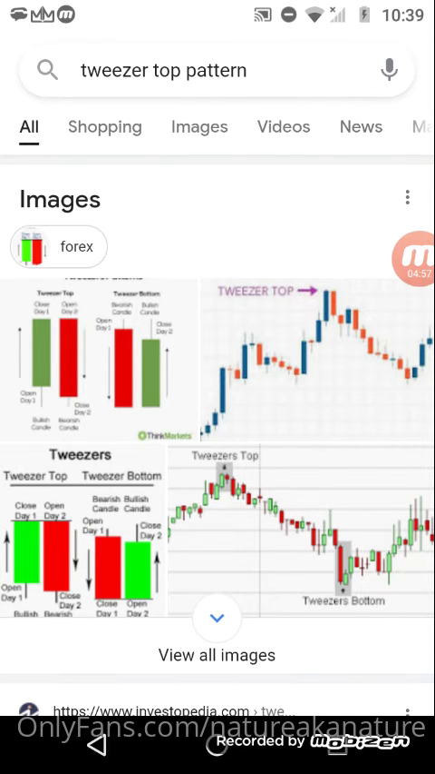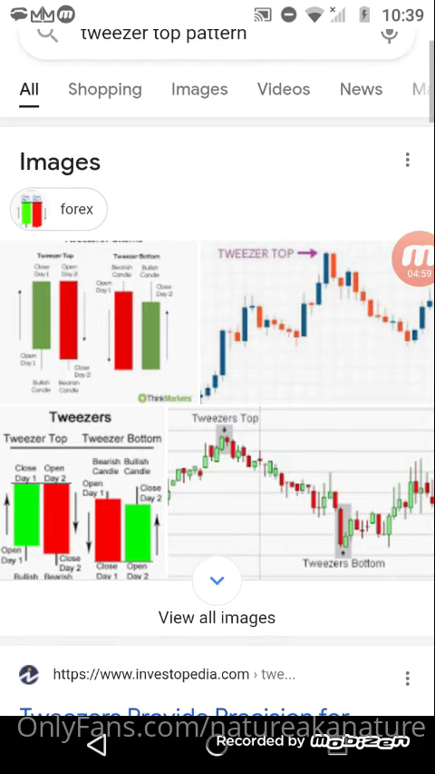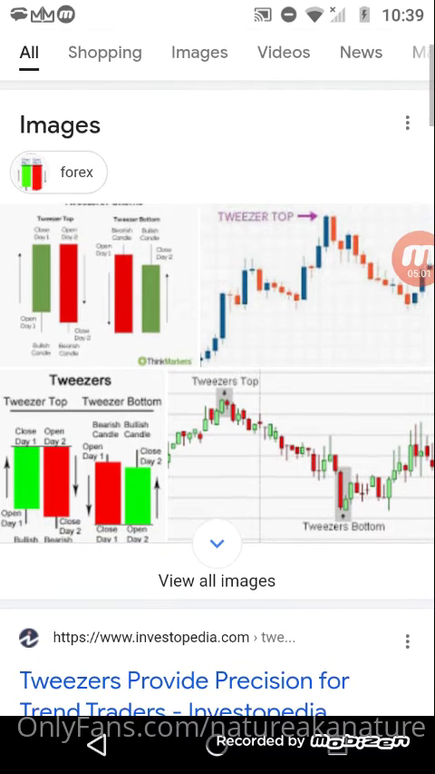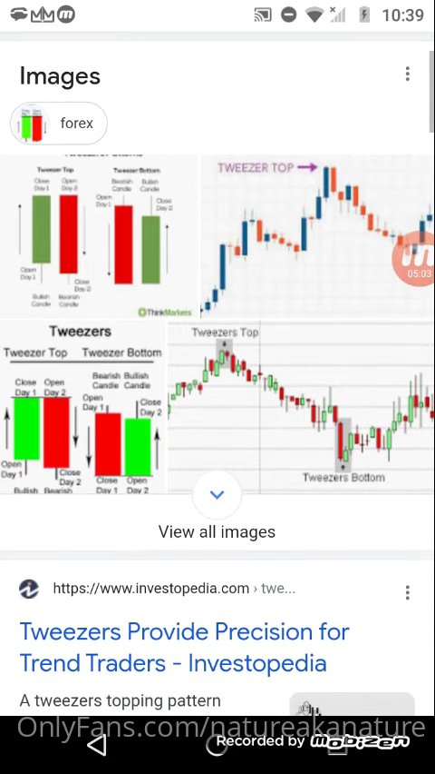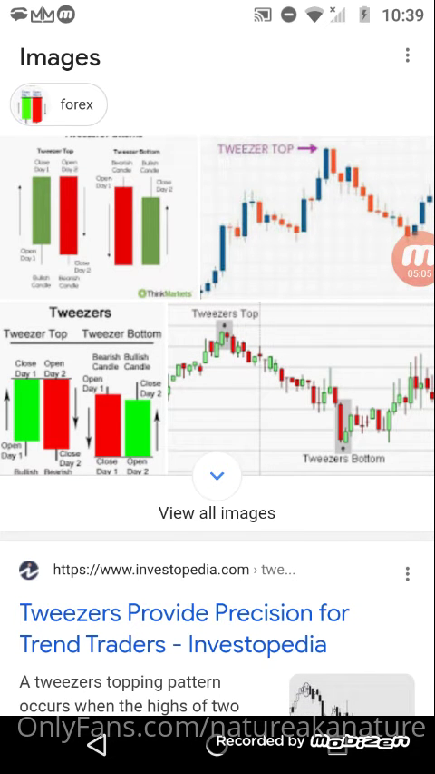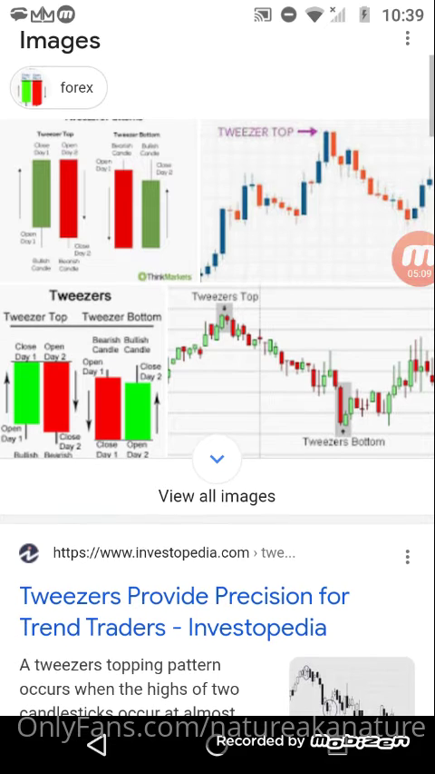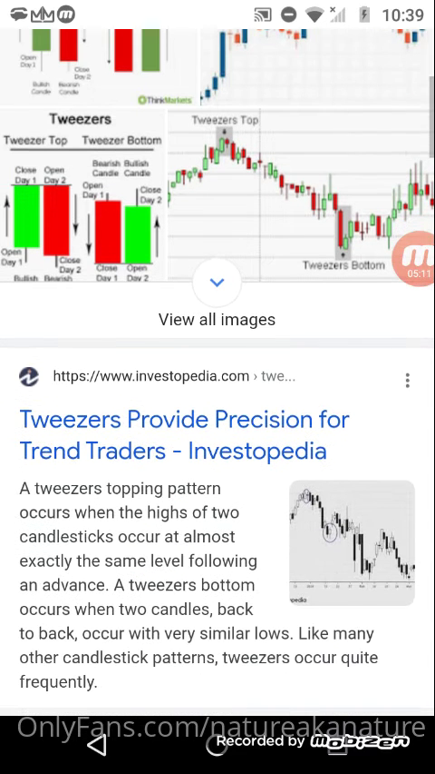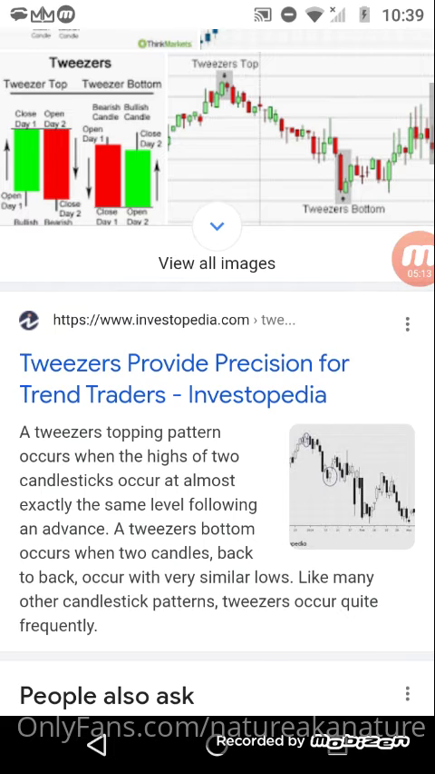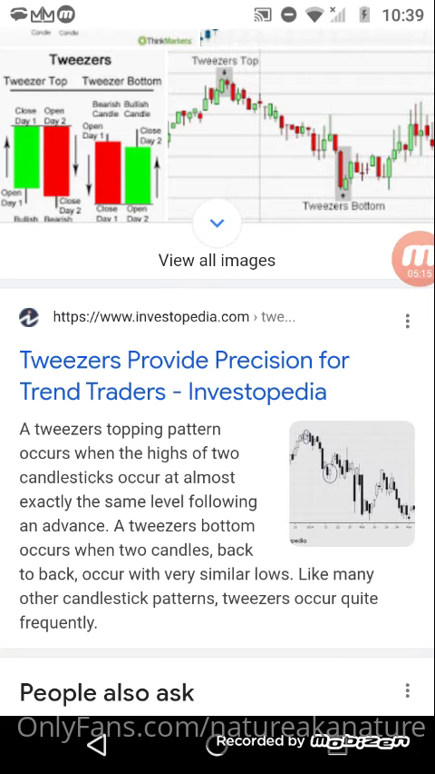As you can see, the tweezer right here. You're going to see this pattern a lot in the market. Let's read more about it.